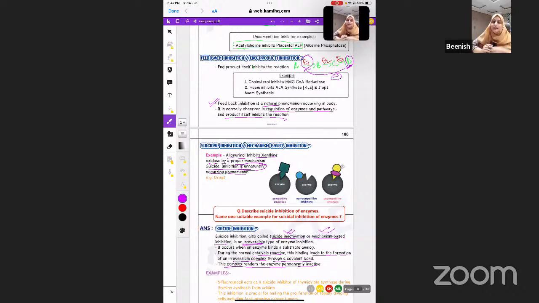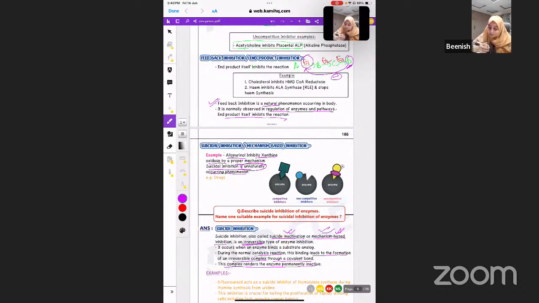Now, what is happening? The original inhibitor is in its inactive form, and it is also a structural analog. But on binding to the enzyme, it gets converted into a potent inhibitor by using the enzyme's own reaction mechanism, and thus inactivates the enzyme. Therefore, it is also known as mechanism-based inhibition. And then the newly formed potent inhibitor binds irreversibly to the enzyme.